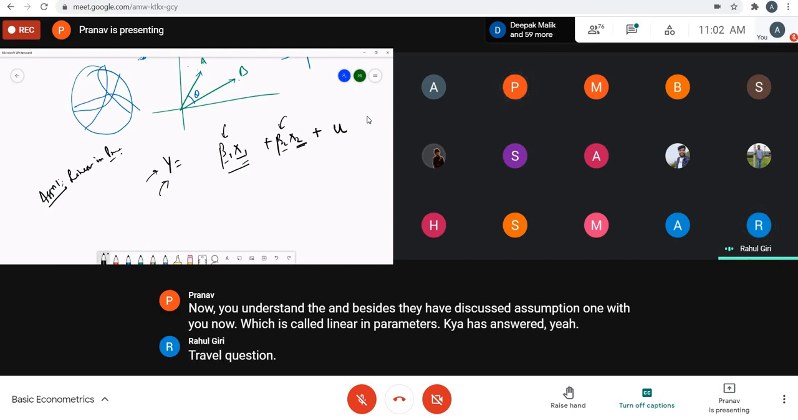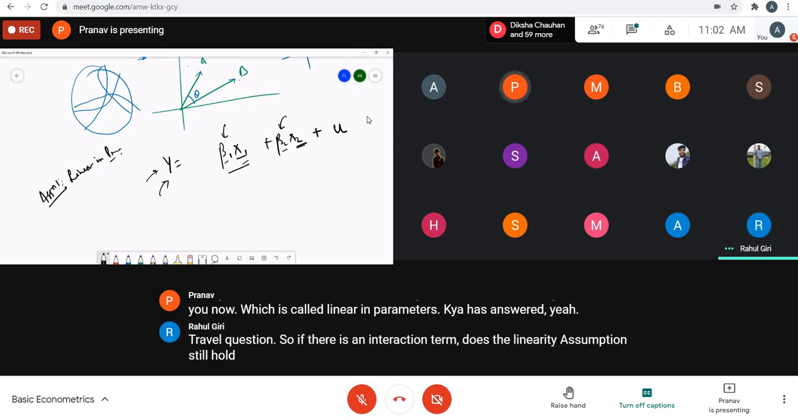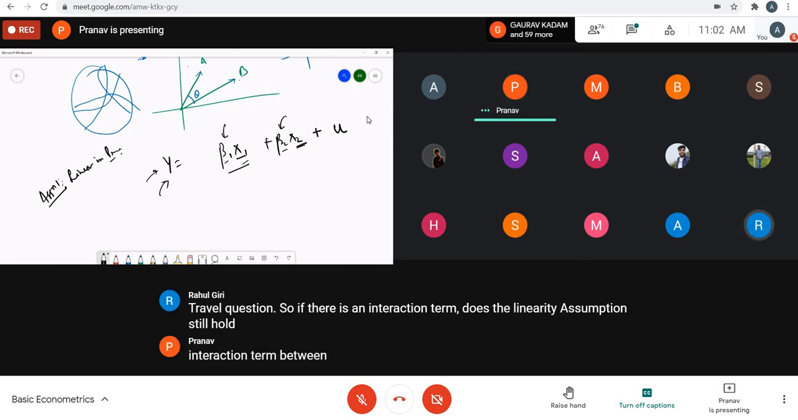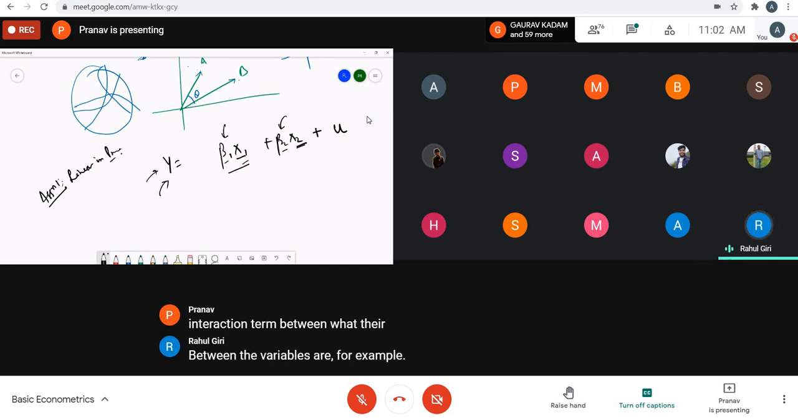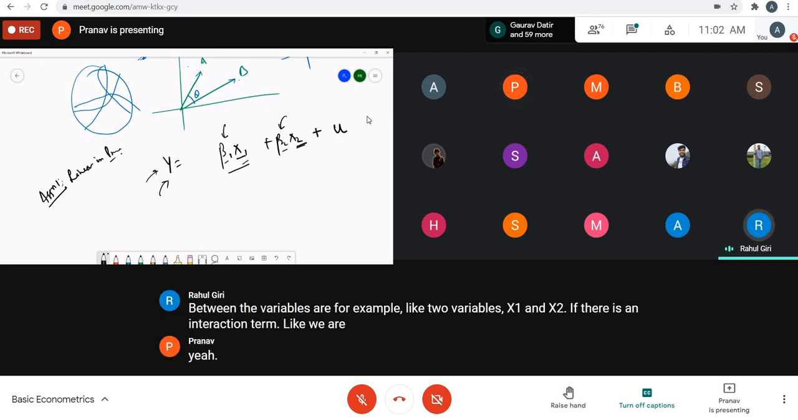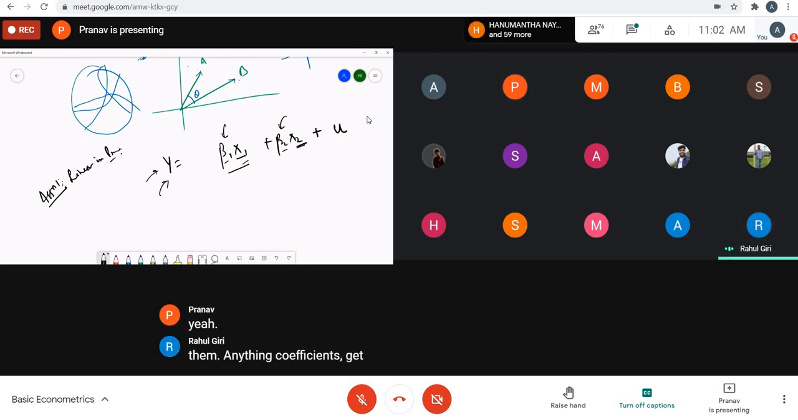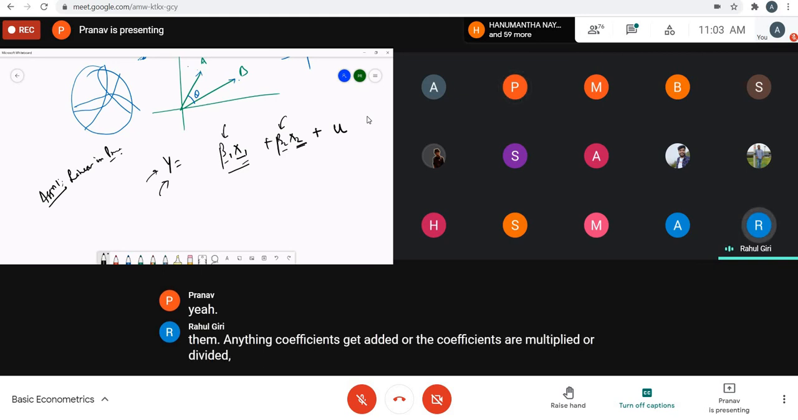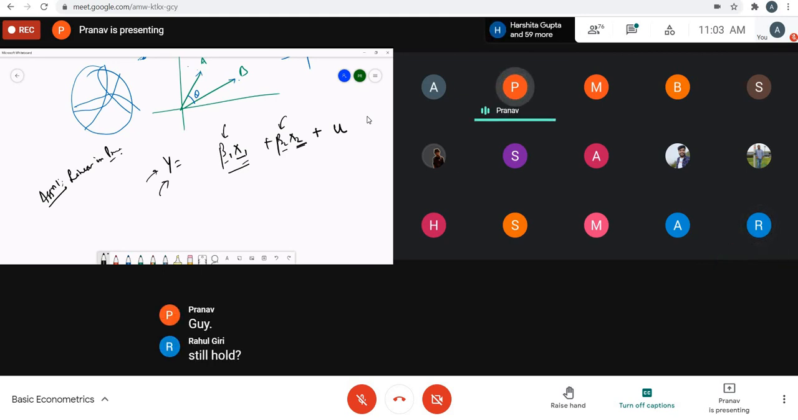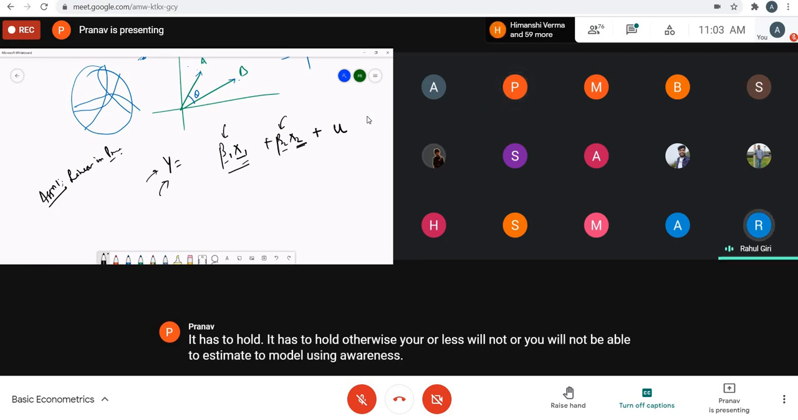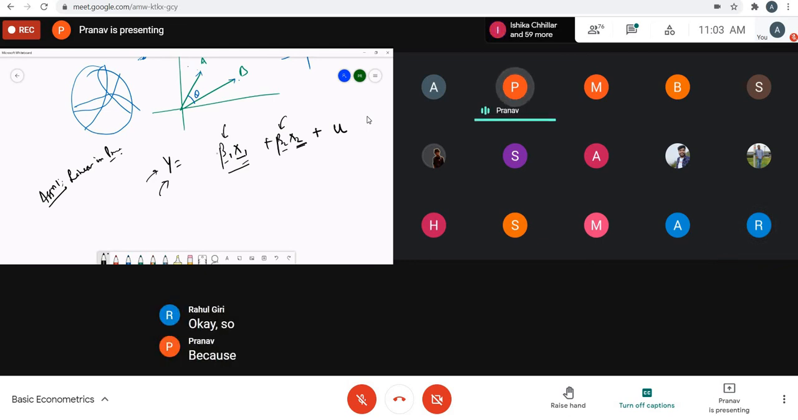Sir, if there is an interaction term, does the linearity assumption still hold? Interaction term between what? Between the variables, sir. For example, like two variables x1 and x2, if there is an interaction term, like you're adding them, multiplying them, anything, so the coefficients get added or multiplied or divided. Does the linearity assumption still hold? It has to hold. Otherwise, you will not be able to estimate your model using OLS. Okay, sir. Because linearity is in this.